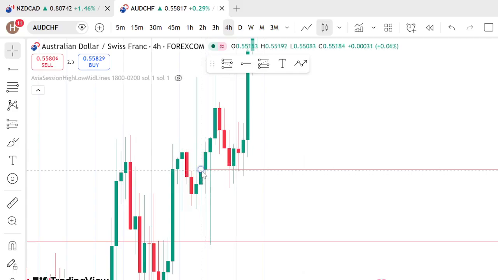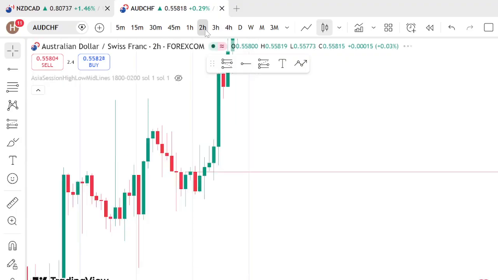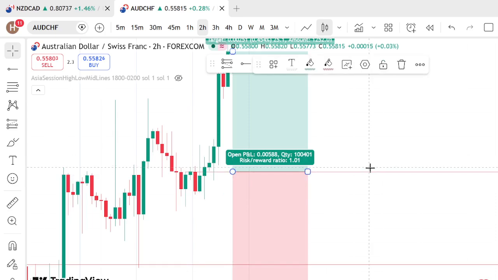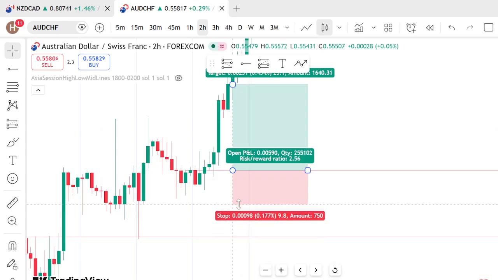Okay, I think I missed the first entry. So when this gave a breakout to the upside here, I just went to the lower time frame, looked for my entry pattern, and this is my entry pattern here on the 2 hours time frame, and then I placed my stop loss.